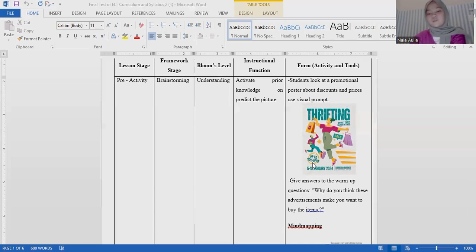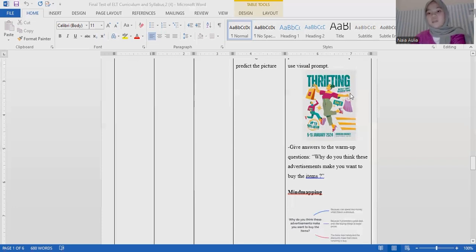This poster includes a discount or maybe a slogan or maybe a price, and after they look and observe this poster, I ask my students to give answers to the warm-up questions, like, why do you think this advertisement makes you want to buy the items?